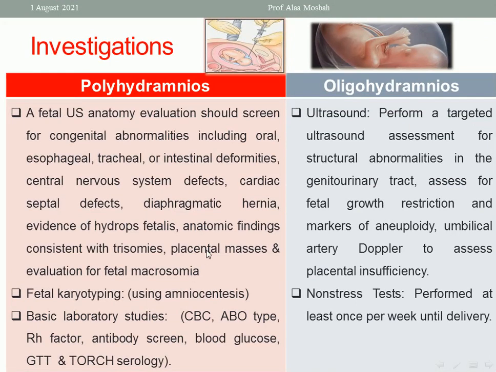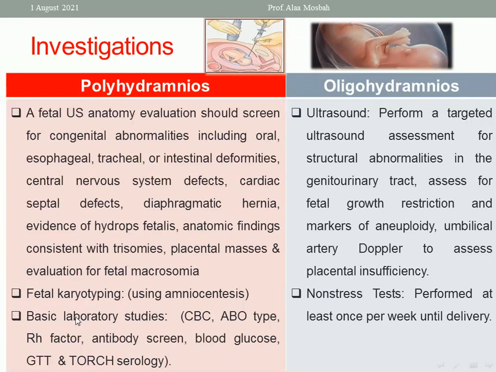What else? In case of polyhydramnios, a fetal ultrasound anatomy evaluation is very important, and you should screen for congenital anomalies, including oral, esophageal, tracheal, or intestinal deformities, central nervous system anomalies like anencephaly, or meningocele, cardiac septal defect, diaphragmatic hernia, any evidence of fetal hydrops by ultrasound with halos around the head, skin edema, anatomic findings consistent with trisomy, placental masses, and evaluation for fetal macrosomia.